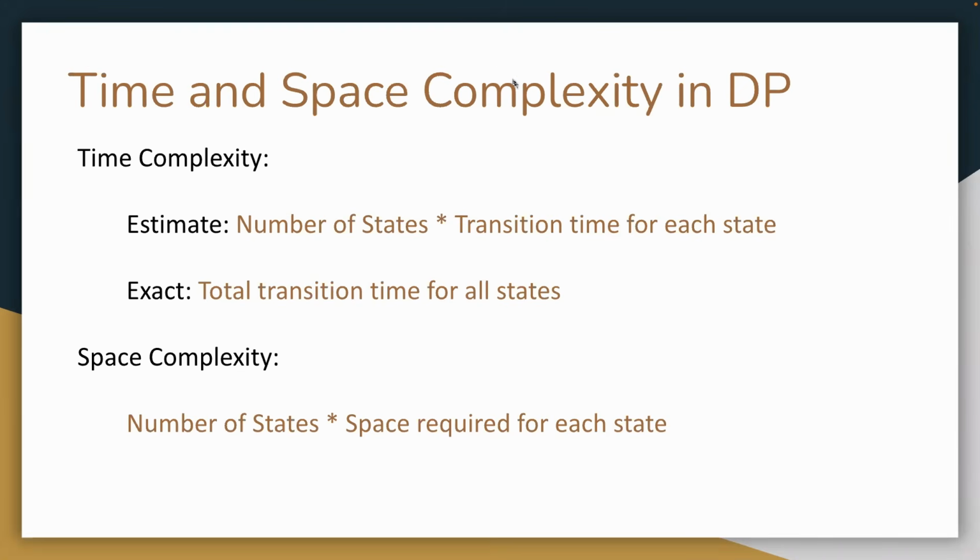Right? So is this clear to everyone? Time and space complexity in a DP problem?